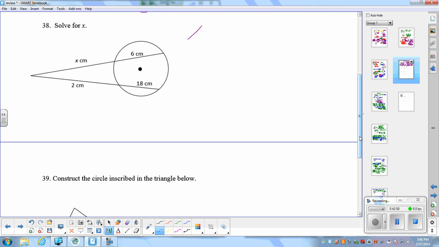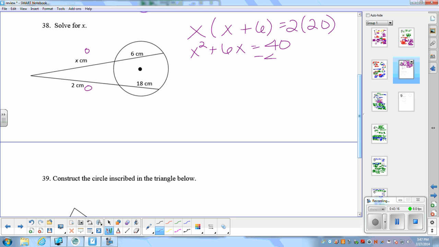So another ow equals ow. So the top one, our outside is x. Our whole thing is x plus 6. Our bottom one, our outside is 2. Our whole thing is 2 plus 18, which is 20. So I get x squared plus 6x equals 40. Subtract the 40 to get equal to 0. X squared plus 6x minus 40 equals 0.